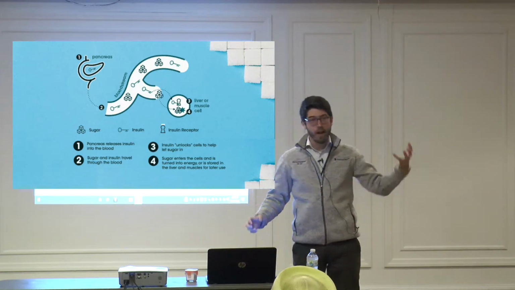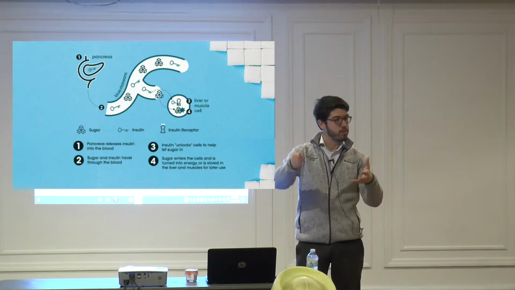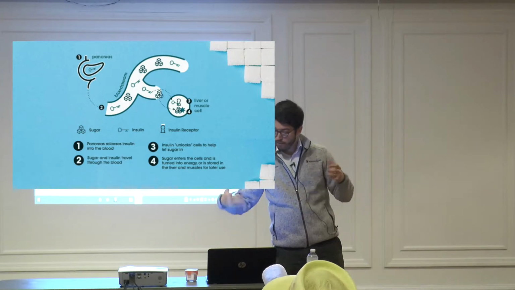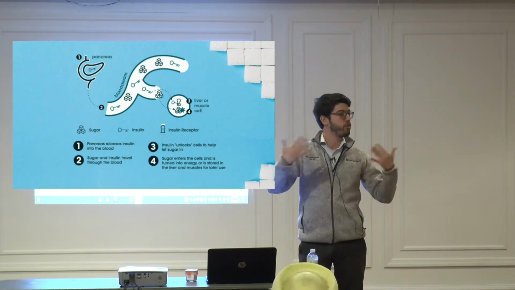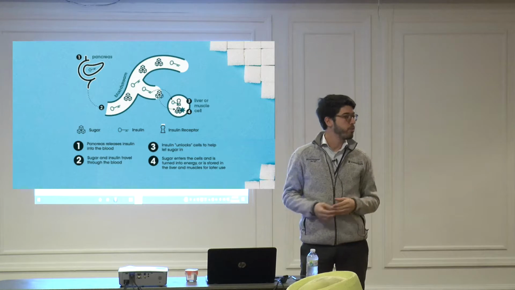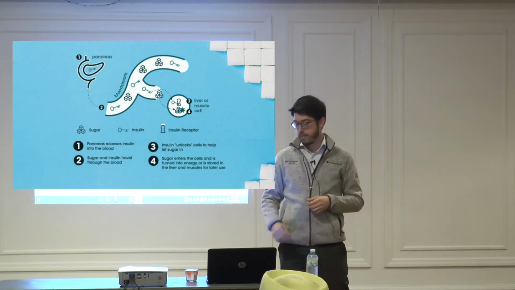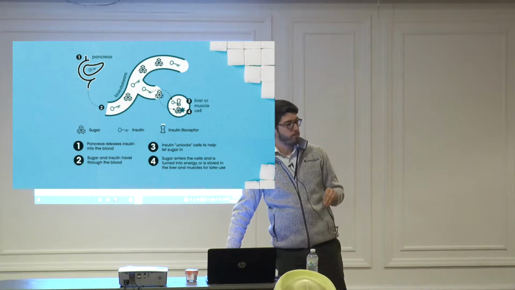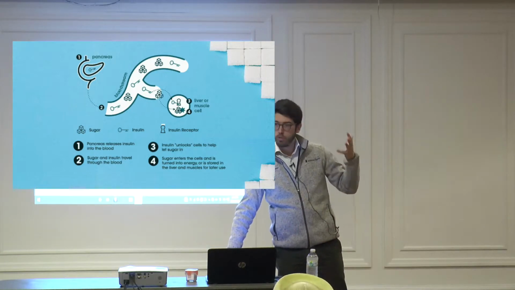Then insulin arrives at a cell and it unlocks this door, and then sugar is absorbed into the cell, or allowed into the cell. And then finally the sugar goes into the cell and the cell starts using it, the glucose, to do all of its activities that it needs to do. So that's kind of how it's supposed to work. That's how the body normally works.